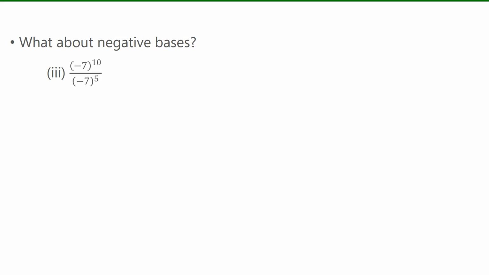Now, is the same true for negative bases? Here we have negative 7 to the 10 divided by negative 7 to the 5. So this means that I have 10 negative 7s being multiplied together in the numerator. And in the denominator, I'm going to have 5 negative 7s being multiplied together.